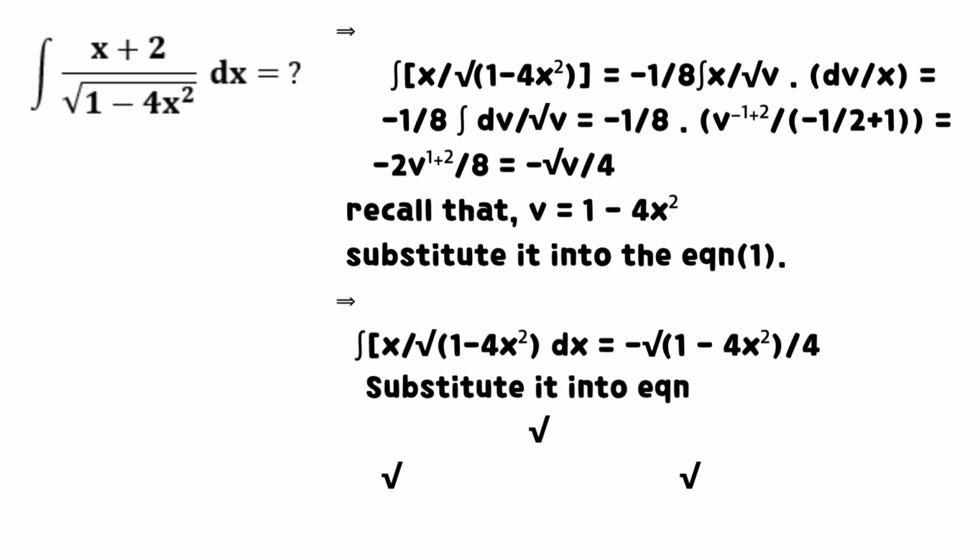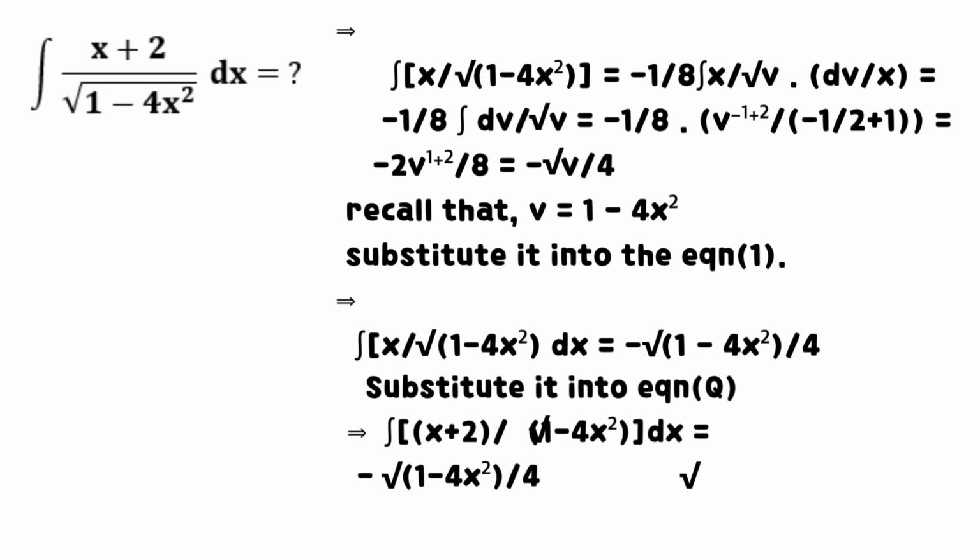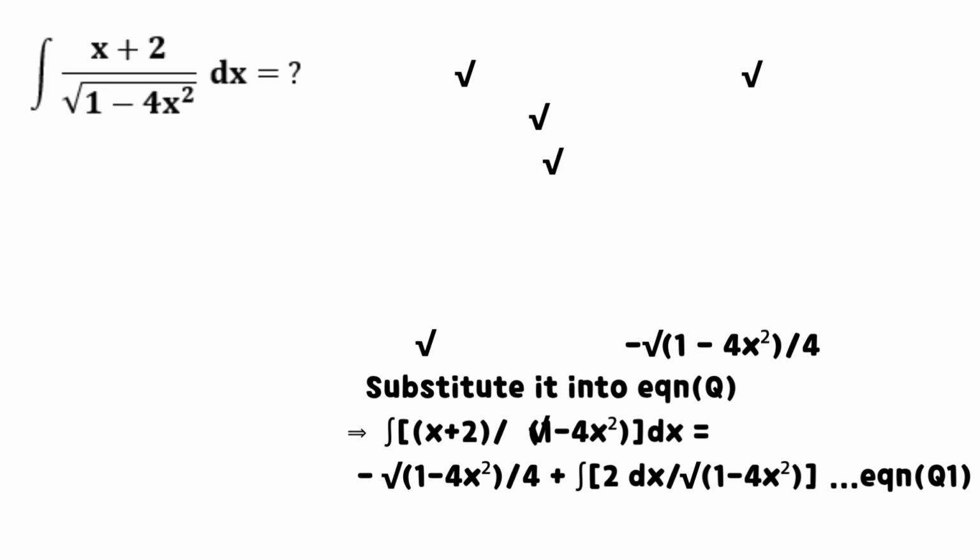Substitute it into equation Q. It signifies that the integral of (x + 2) divided by the square root of 1 minus 4x² equals the sum of negative 1/4 of the square root of 1 minus 4x² and the integral of 2 dx, all divided by the square root of 1 minus 4x². We call it equation Q1.